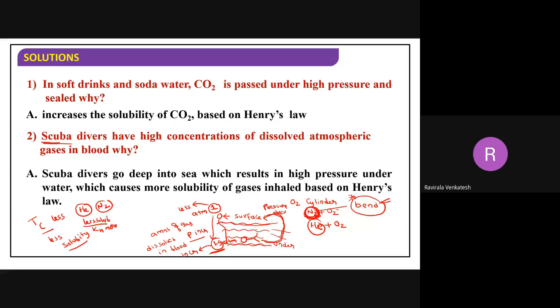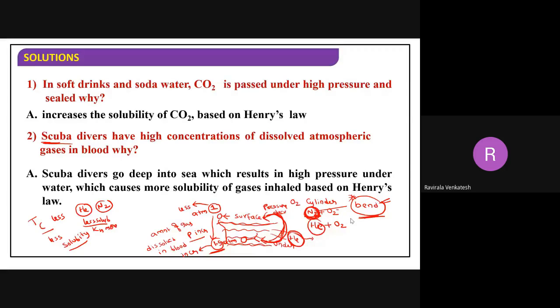Now even if we go underneath the sea, helium solubility is less. So when you come suddenly to the surface, there is no chance that the gases dissolved in the blood will come outside, because helium solubility is already very less. Even if you go to 1.5 atmosphere, the solubility of helium is less only. So there is no question of this type of thing.